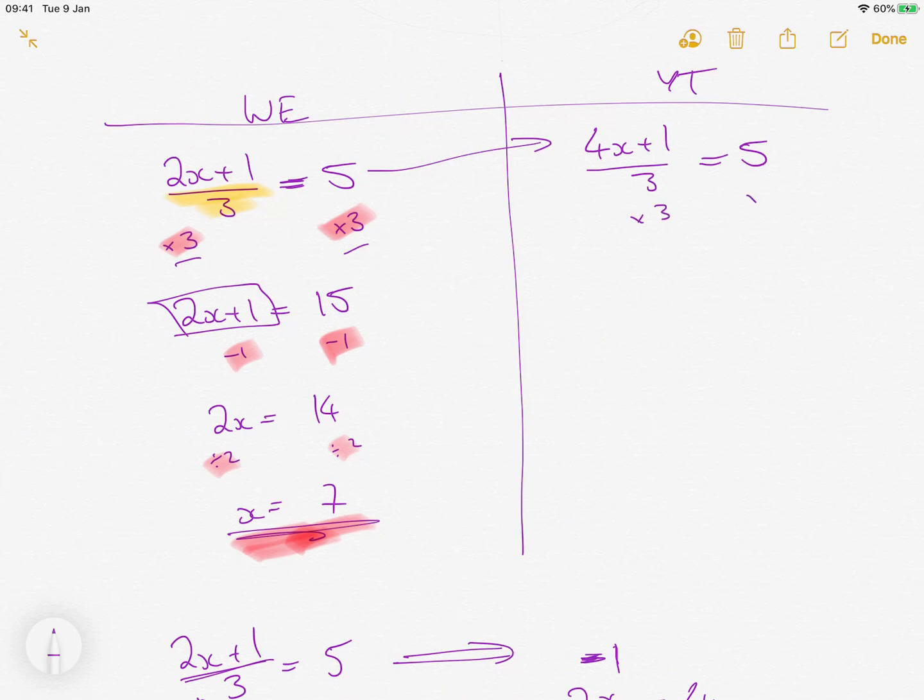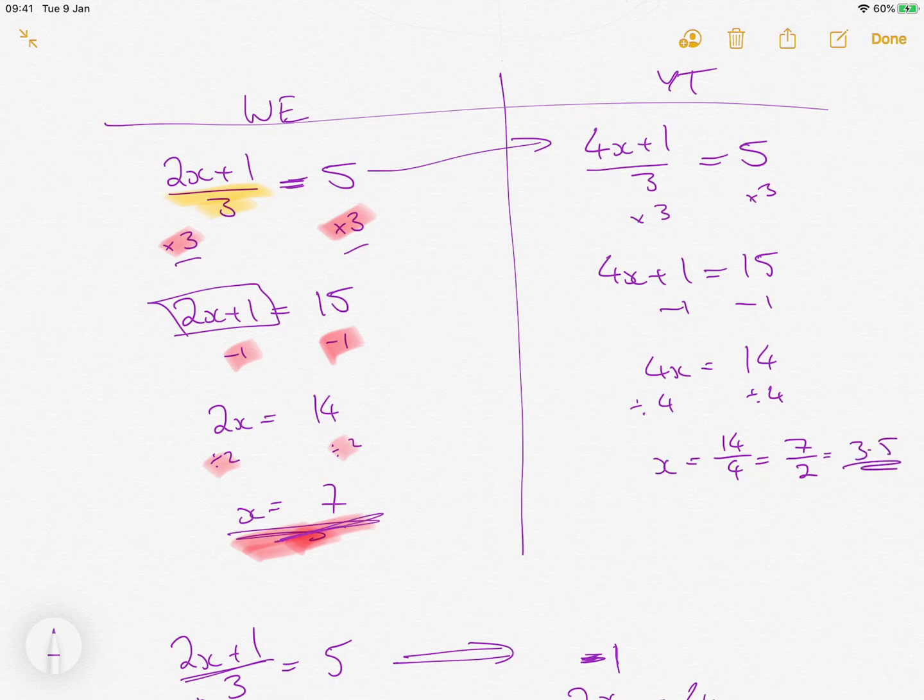So first step, I'm going to times by 3, take away 1, divide by 4. And I should get 14 over 4, which I can simplify to 7 over 2, because I've just divided top and bottom by 2, which is 3.5. So how does this answer compare to this answer? Well, it's half, because I've got double the amount of x's on top.